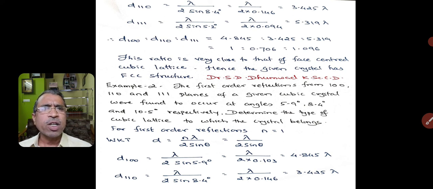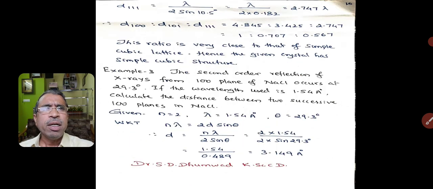The first order reflections from 100, 110 and 111 planes of a given cubic crystal were found to occur at angles 5.9 degree, 8.4 degree and 10.5 degree respectively. Determine the type of cubic lattice to which the crystal belongs. Here once again n is equal to 1. Calculate d100 and we get 4.845. For d110 we get similarly 3.425, and for d111 the value we get is 2.747 lambda.